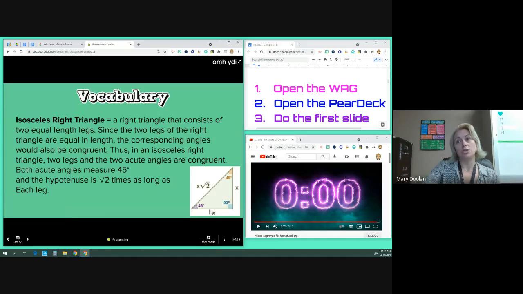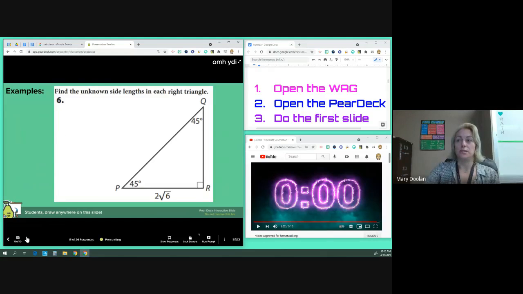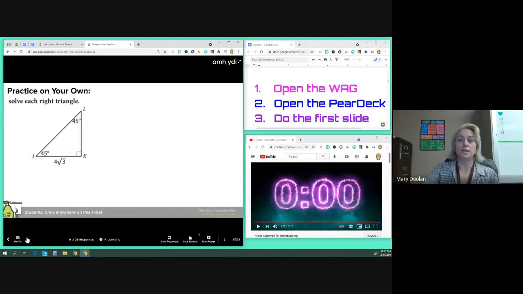The special relationship with the hypotenuse is that the hypotenuse is exactly square root of 2 times as long as each leg. So if you know a leg, all you have to do is multiply the leg length by the square root of 2, and that will give you the hypotenuse length. All right, so this is what we were learning yesterday. We looked at an example. We did this one together, and then you were to try this one. So I want to show some of your responses.